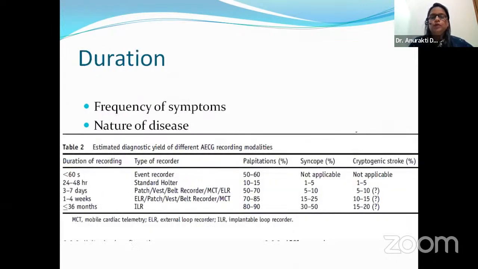The duration, you can assess the frequency of symptoms and the nature of disease. So if frequency is very frequent, even 24-hour would help. But if it is very rare, so you might have to just go for ILR, which is 36 months. But otherwise, a longer recording would have better yield.